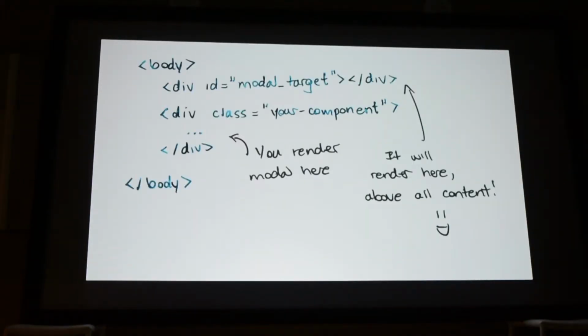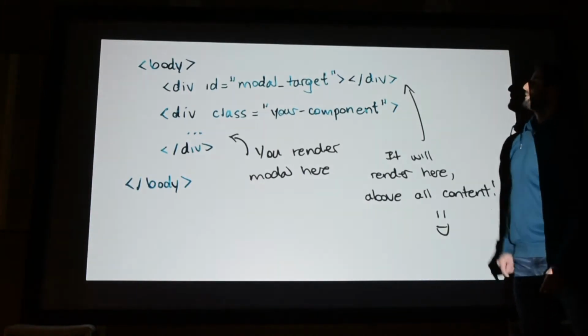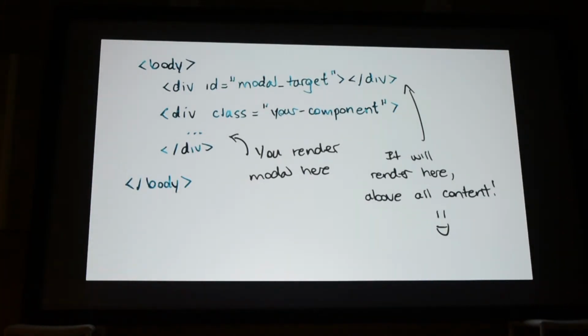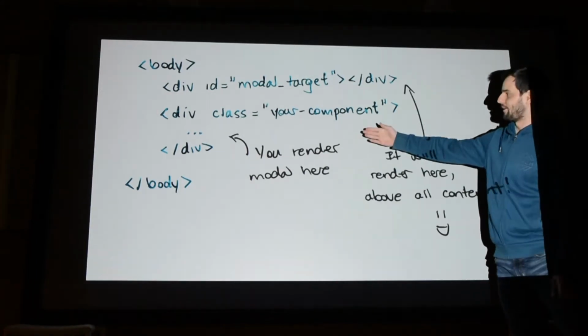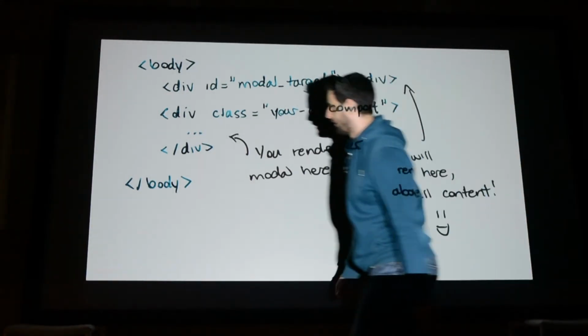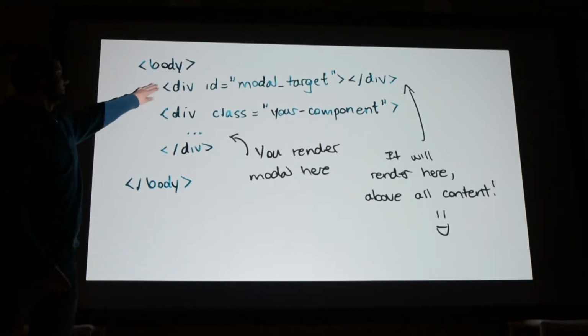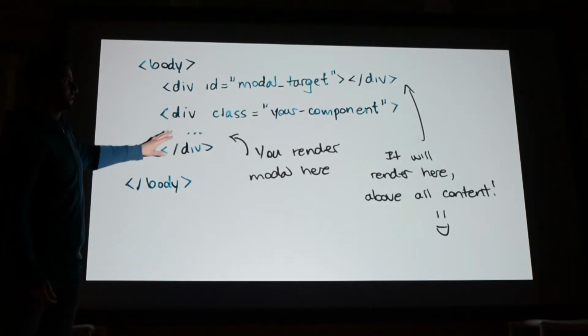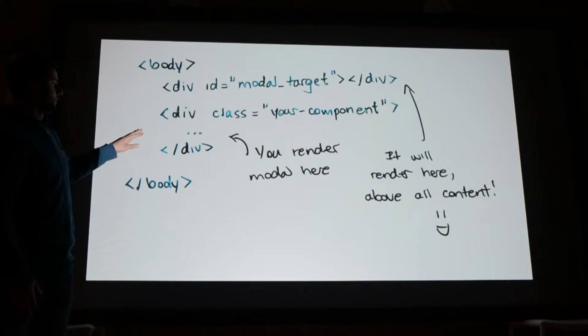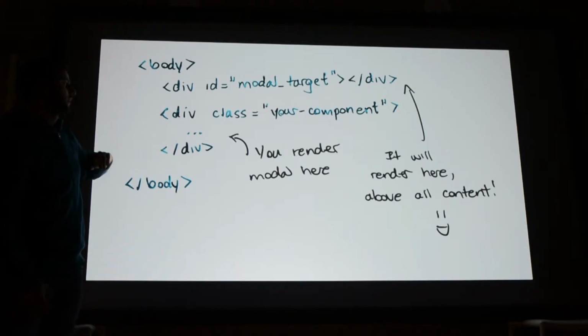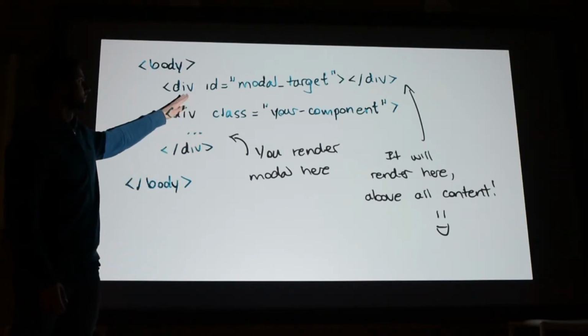Here's another sketch of how this might be set up in your application. You have your HTML, and then you define a portal target in one place, and then you have a component here. As you can see, they're totally different spots on the page. They're not nested inside of each other, and so you can set up your portal in here, and whatever you render here will appear up here.